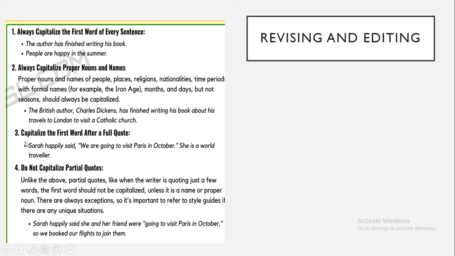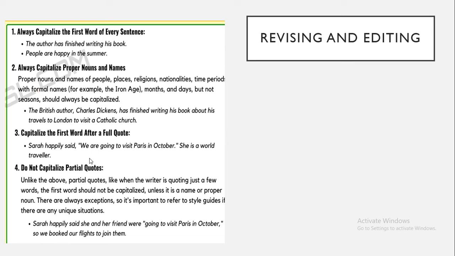Adding on to that today, you always capitalize the first word after a full quote. And so a full quote is basically a complete sentence, but it's in quotation marks. So, for example, Sarah happily said, "We are going to visit Paris in October." She is a road traveler. So, "We are going to visit Paris in October" is a full quote. It's a full sentence that was said by Sarah. So, you're going to make sure you capitalize that W as if you were starting a new sentence, because technically you are.